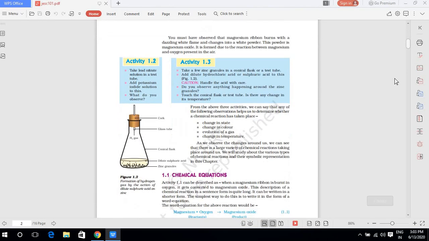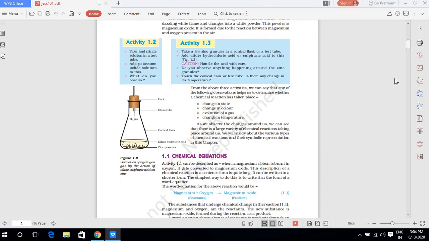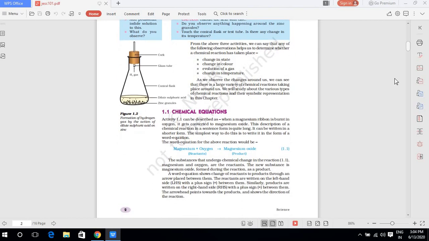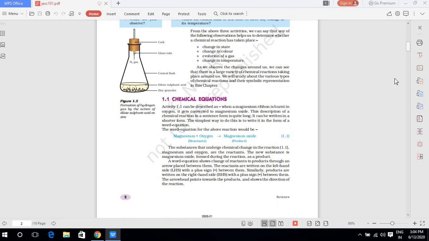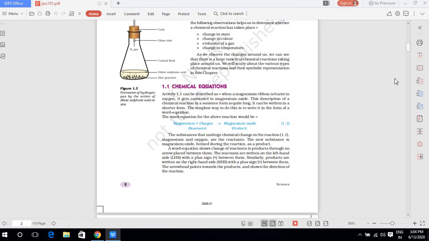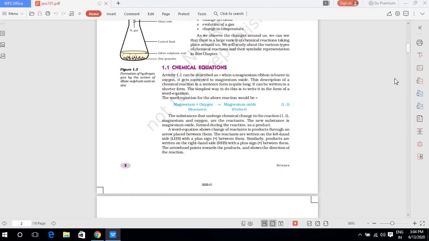Now, chemical change can be a change in state, a change in color, a change by giving out gases, or a change in temperature. So this is how we can bring about a chemical change. Let's talk about the chemical equations. As I've said, chemical equations are the mathematical representation of chemical reactions. We will learn about chemical equations.